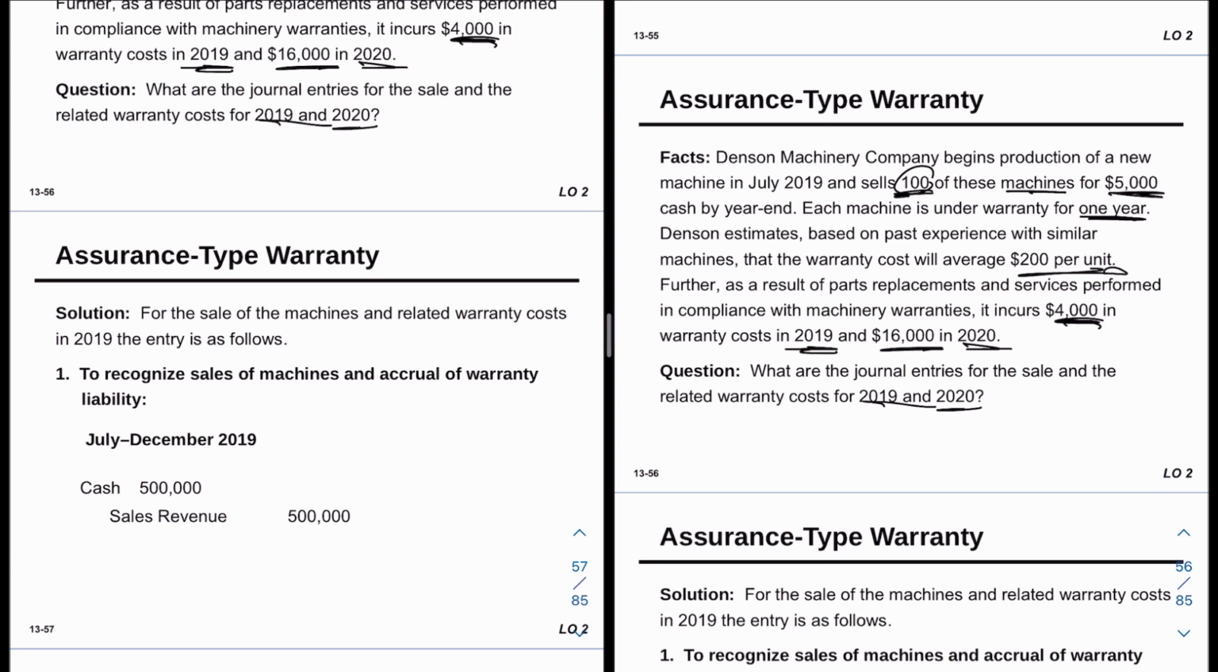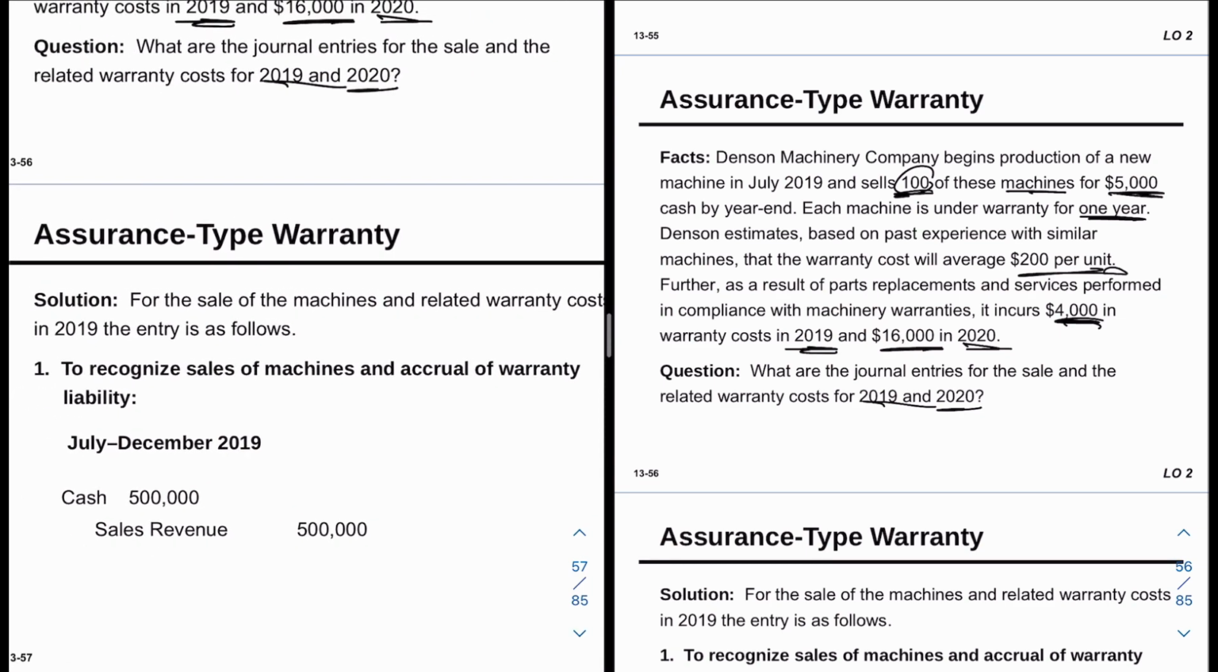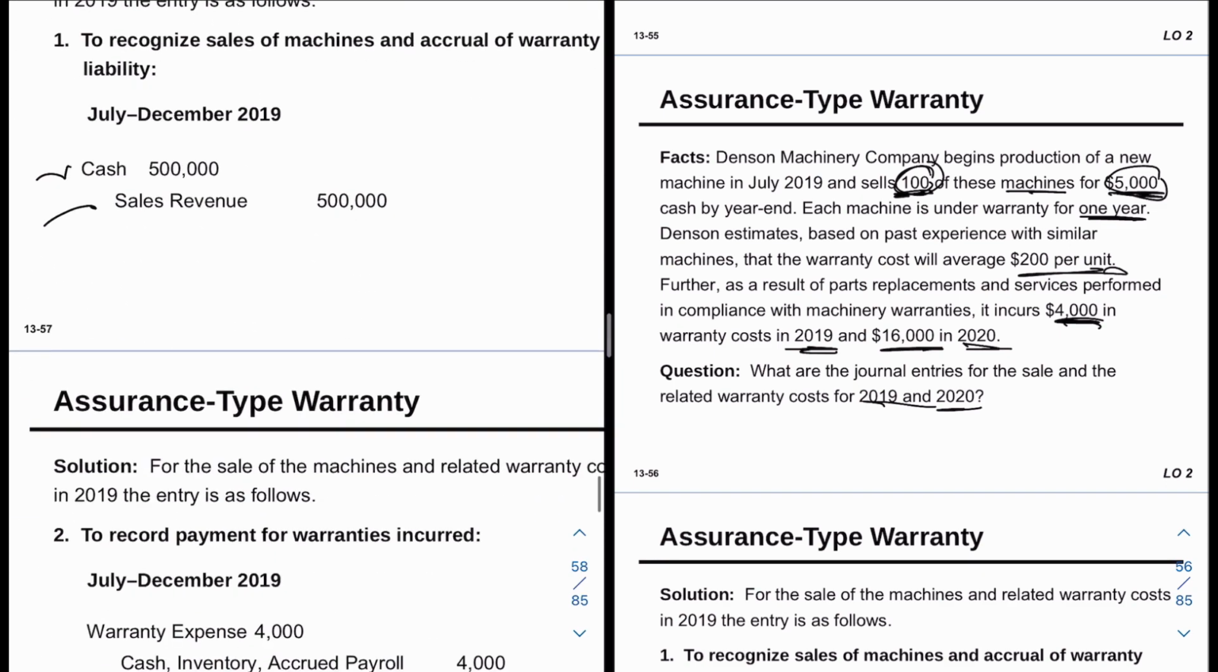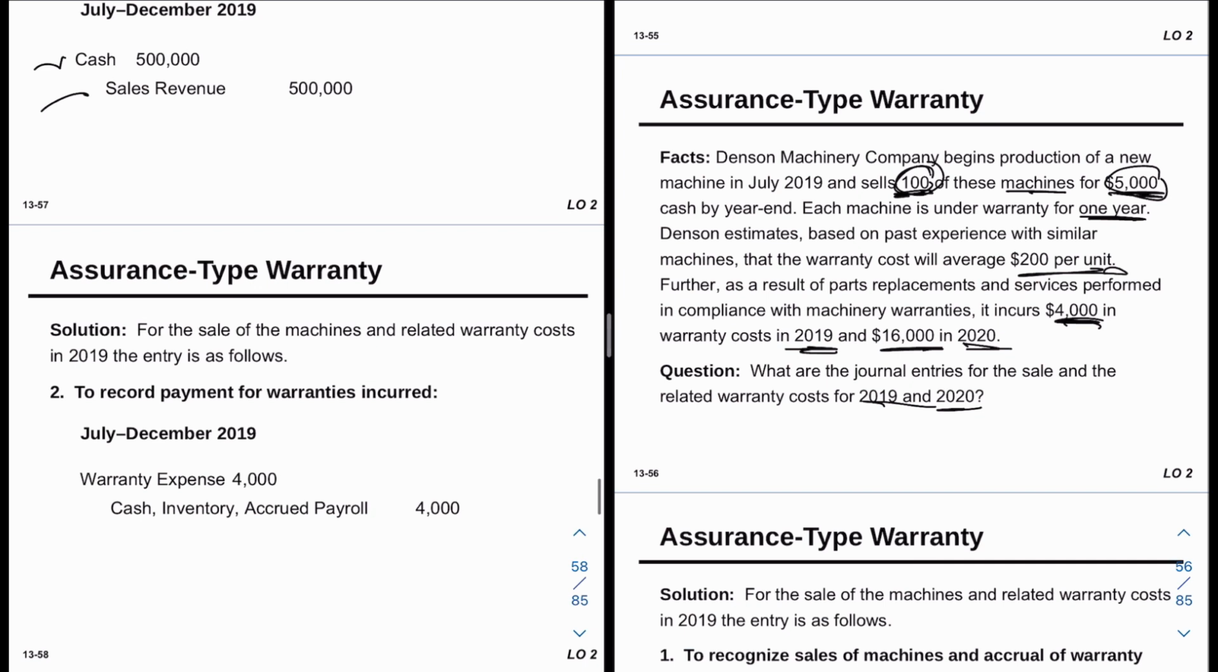So first of all, because our customer has made a purchase, the company has to recognize the sales. By how much? 100 machines, each one of them worth 5,000. So we will debit cash and credit sales revenue. Okay, but then from July till December 2019, we've had a cost of 4,000. Okay, they've come back and we fixed some of those machines.